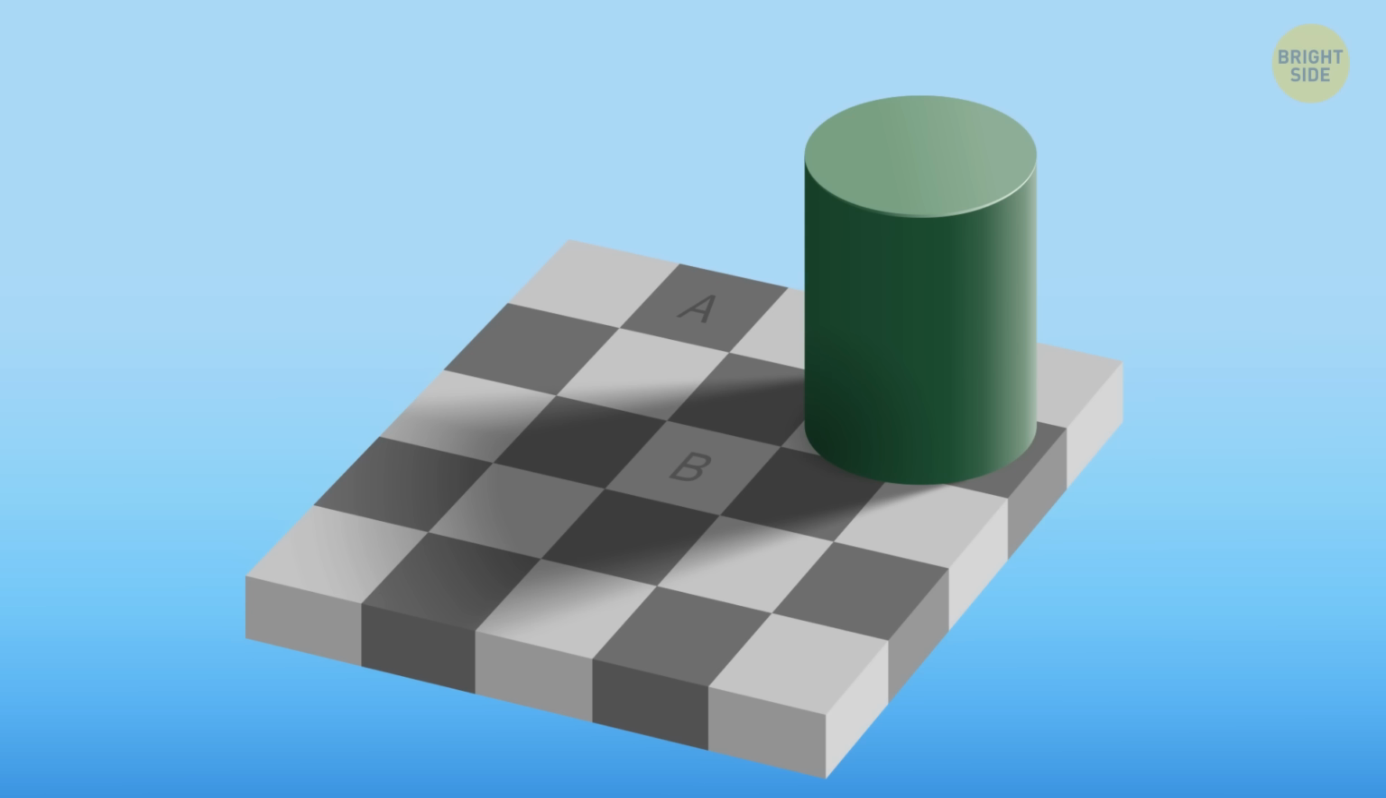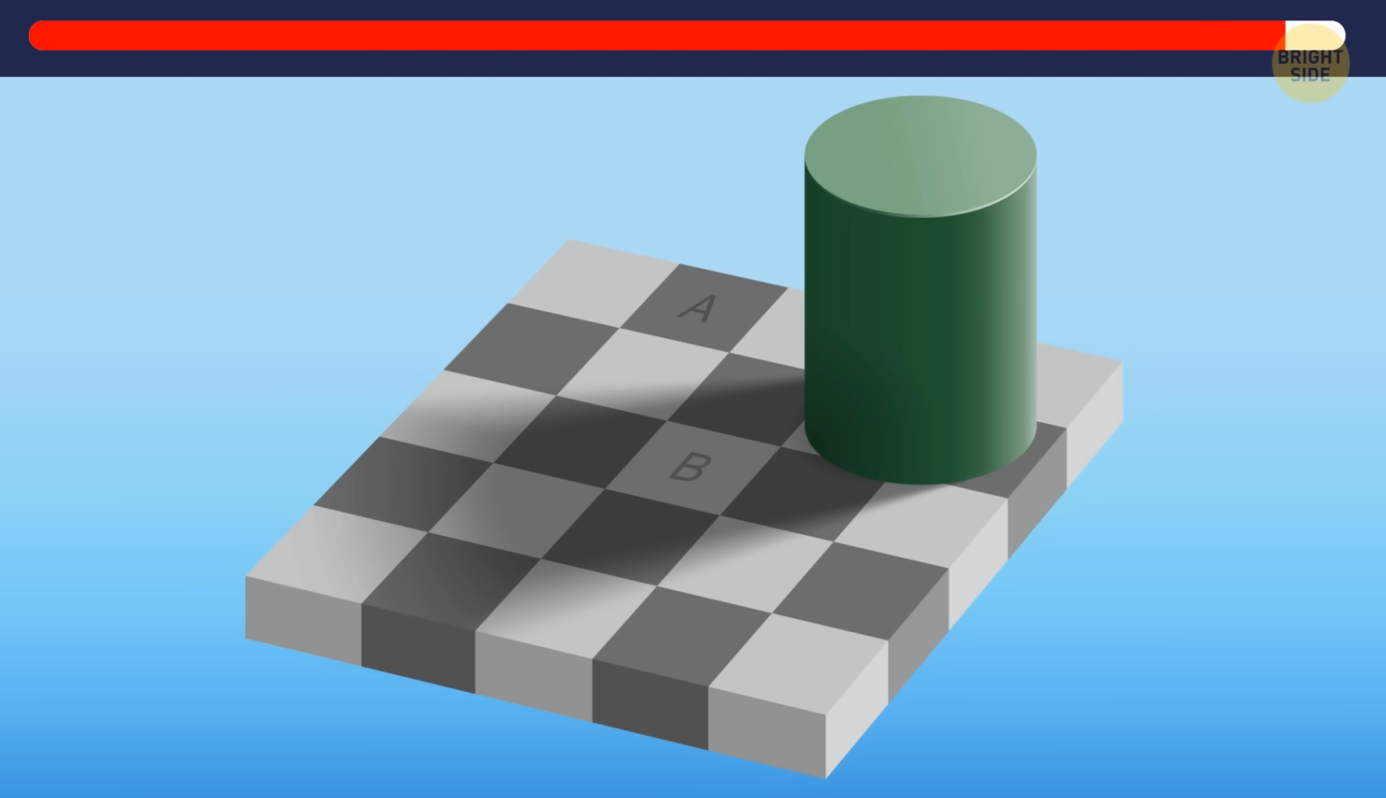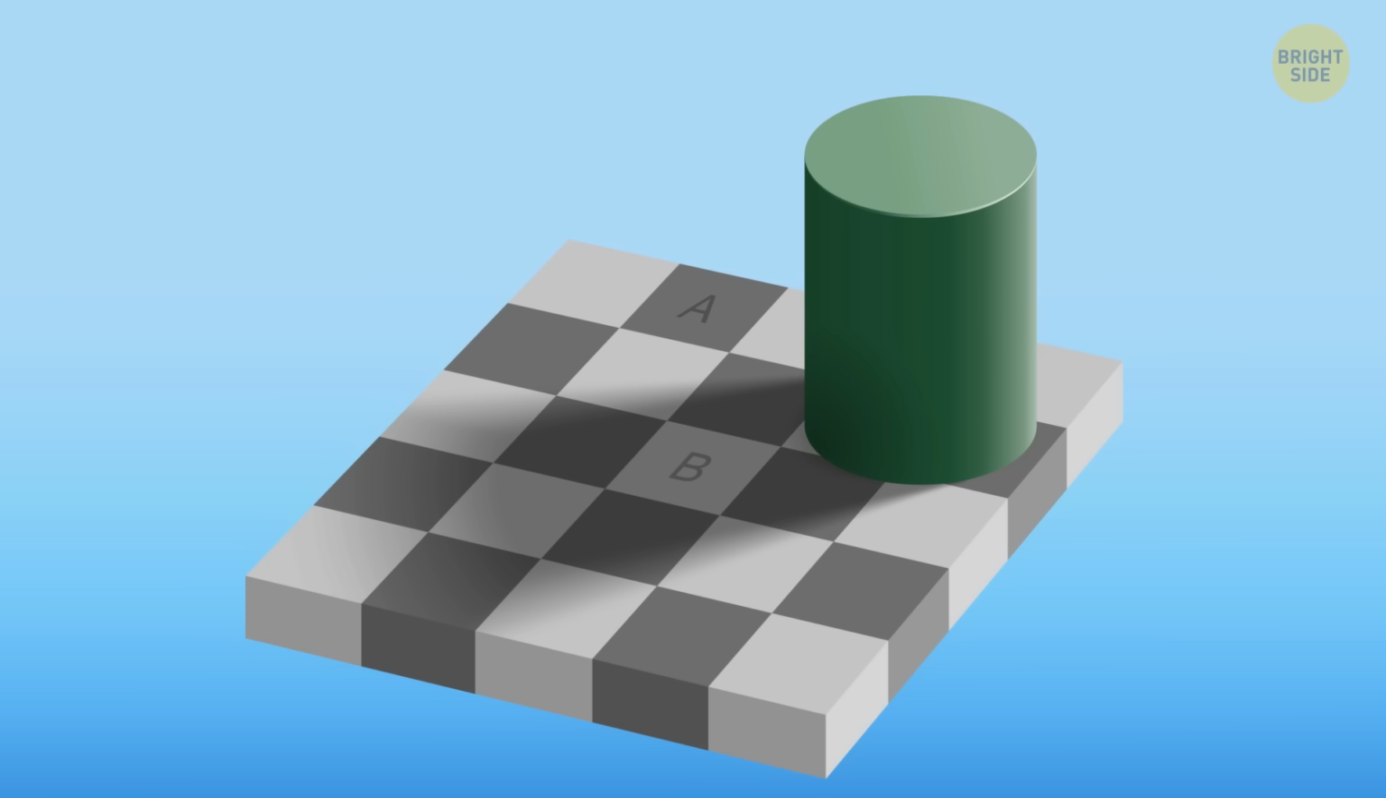Is it A or B? Option A seems like an obvious answer, but it only seems darker. In reality, both are exactly the same color. Cover the middle of the drawing with your hand to check it.